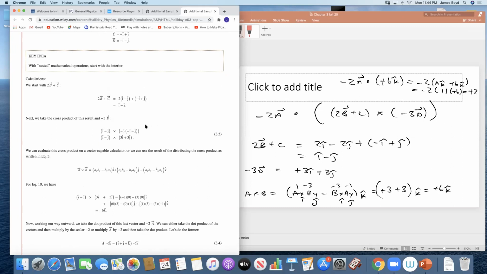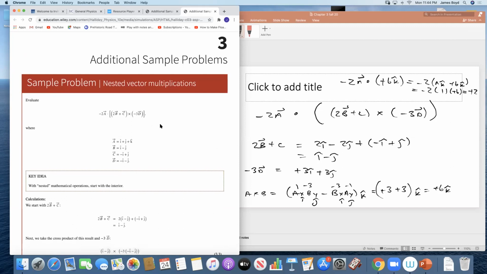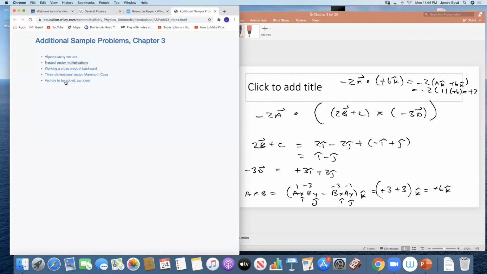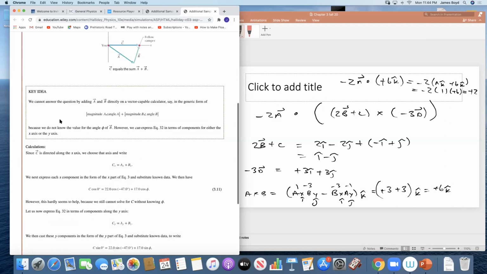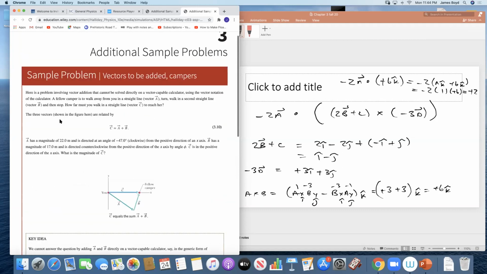Now, this is what our quiz is going to somewhat look like next week. You'll have some kind of dot product or cross product. It won't be this bad, but it will be something like this. So I suggest at least make sure you know this problem, maybe one of the other sample problems. There's also these where they're doing illustrations.